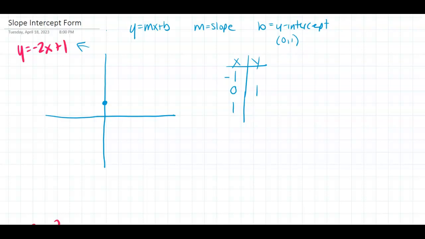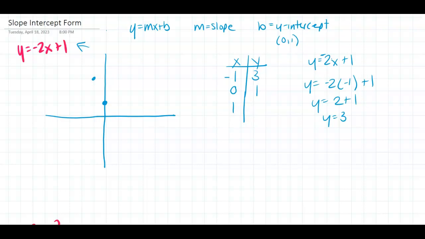But if I take my equation, negative 2x plus 1. Now I'm going to put a negative 1 in. So then I'm going to end up with y equals negative 2 times negative 1 plus 1. Negative 2 times negative 1, positive 2 plus 1. So that means my point would be negative 1, 3. So negative 1, 1, 2, 3.